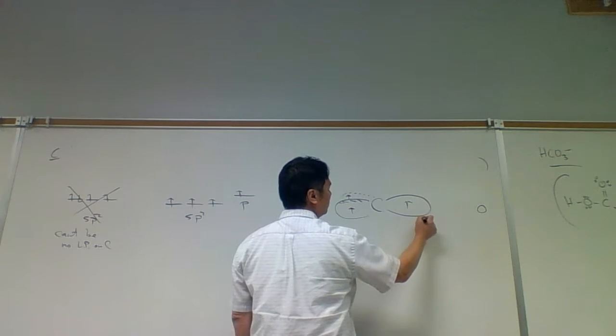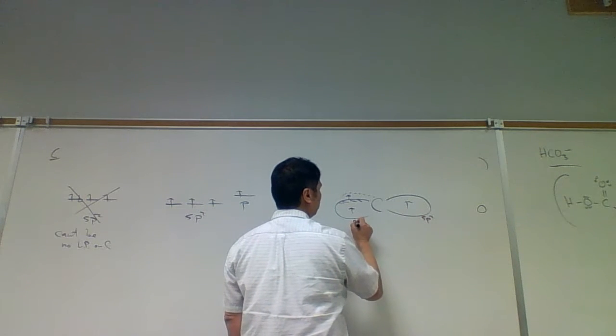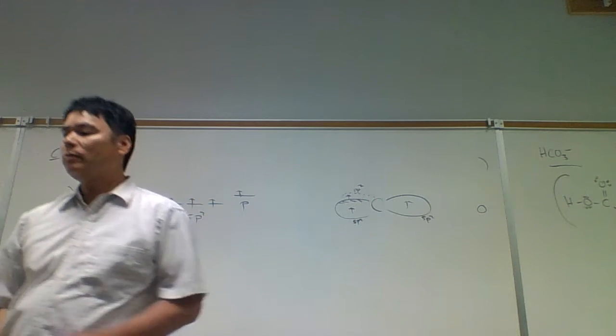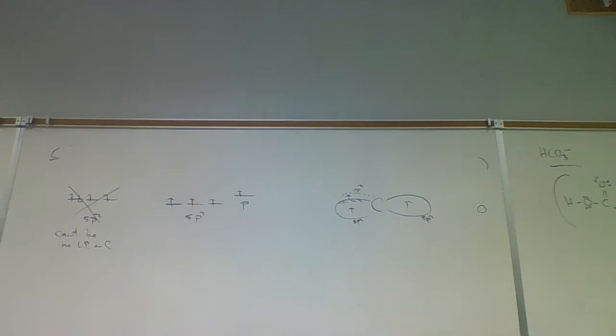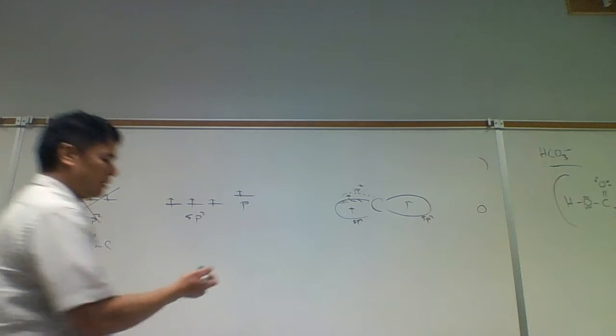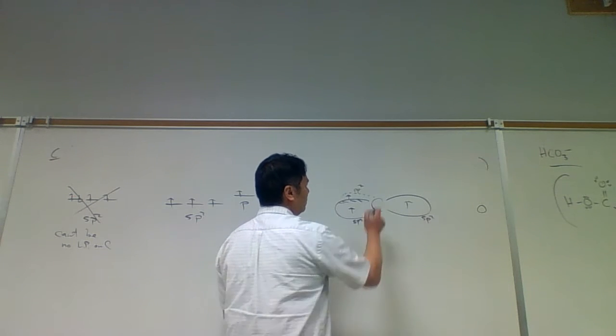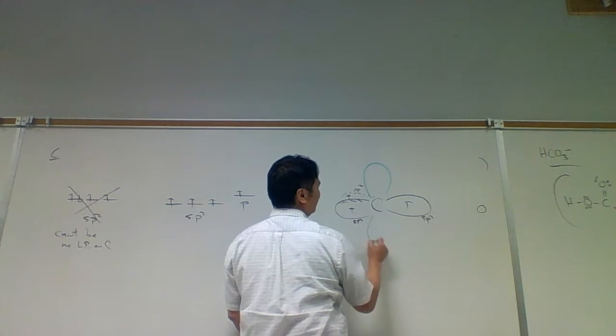And so I'm missing 1 orbital. Where does that orbital go? This is why I want you to label every lobe, or every orbital, sometimes not every lobe, because I'm missing 1 orbital. Where is it?